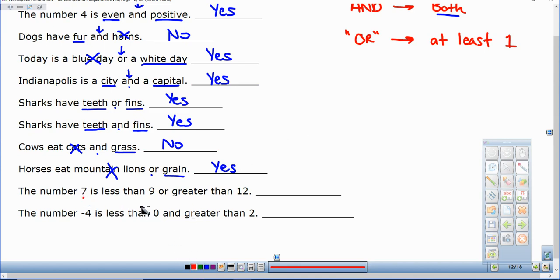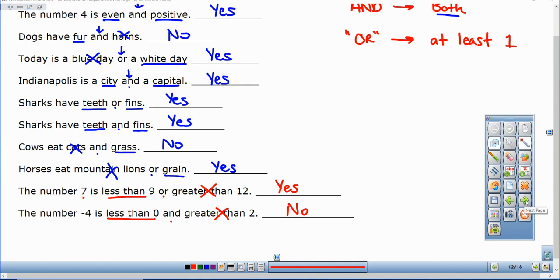The number 7 is less than 9. That's true. Greater than 12? Is 7 greater than 12? No. But the word was "or", so only one of those is necessary. So this is good enough. 7 would be considered a solution to that compound inequality. The number -4 is less than 0. That is true. Greater than 2? No. The word was "and", so we need both of them in order to write yes. Since we didn't have both of them, that is a no. Hopefully that just gets you thinking about the "and" and the "or" and really what we're doing here.